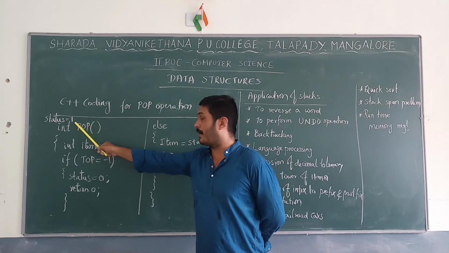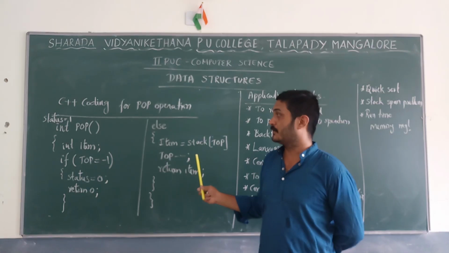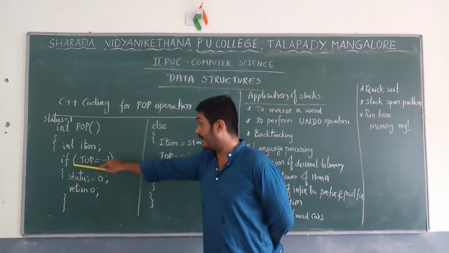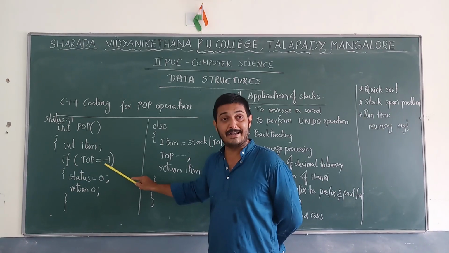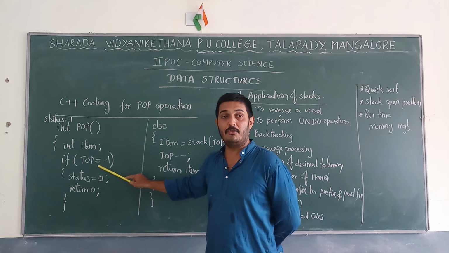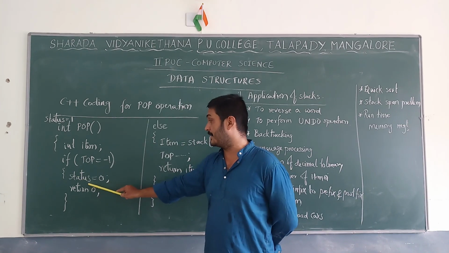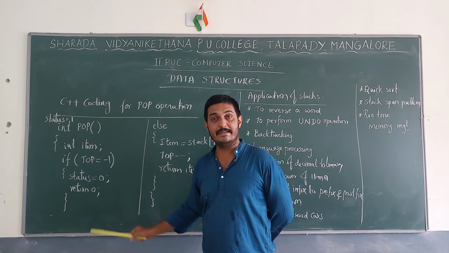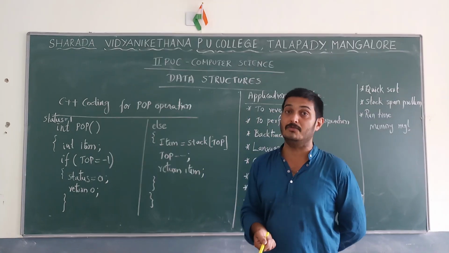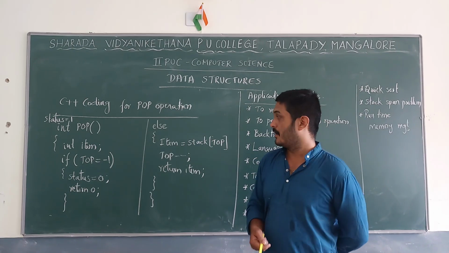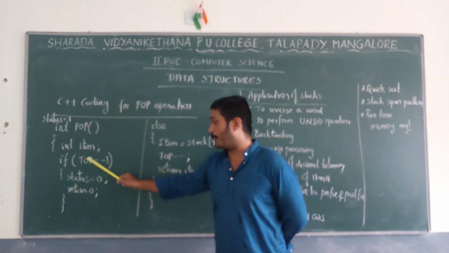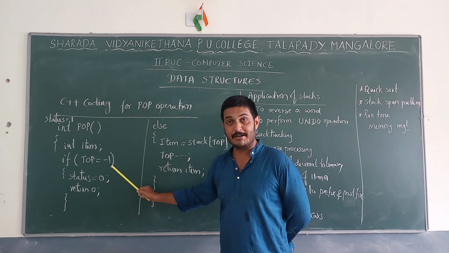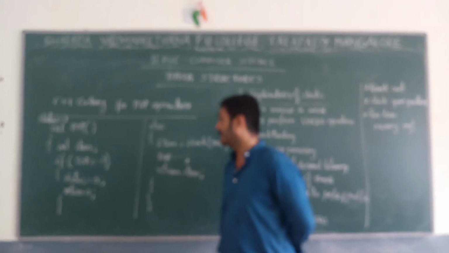If status equal to 1, we can continue with the execution. So when it changes from 1 to 0, in case top equal to -1, we have to take status equal to 0 and then return 0. Return 0 indicates there is nothing to remove or delete. Okay. See, in case top equal to -1, if it is not equal to -1, what happens?